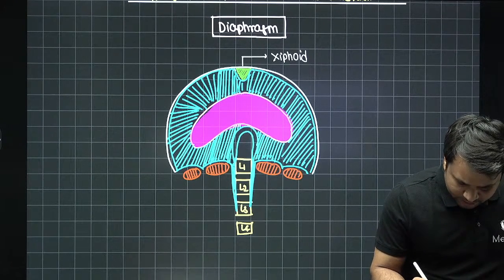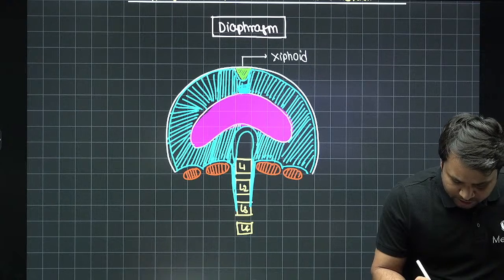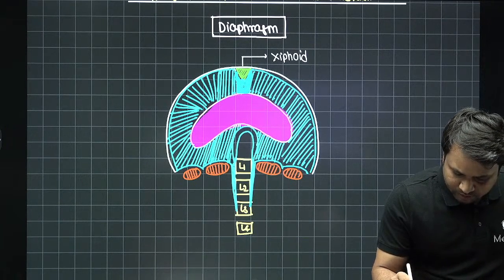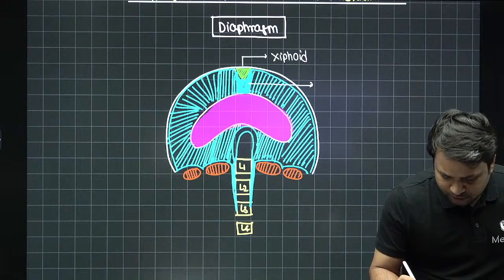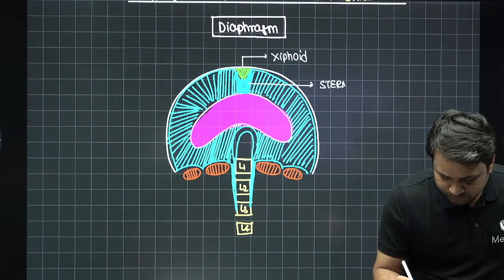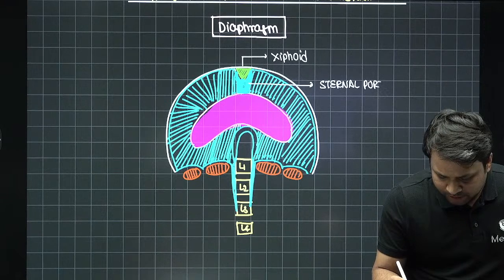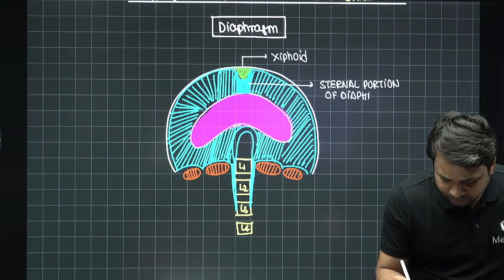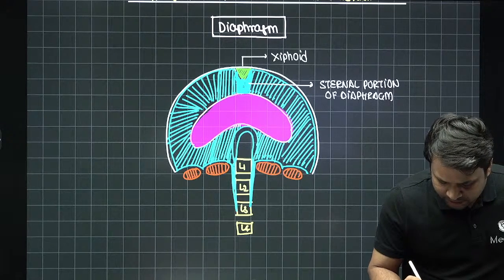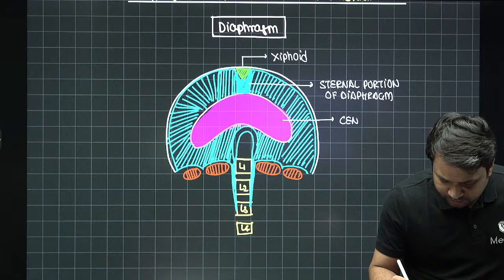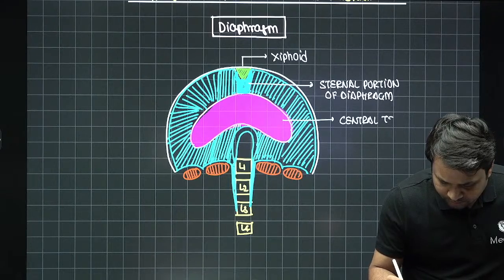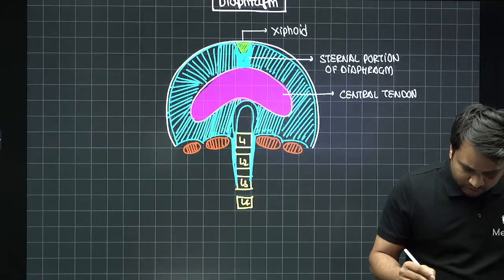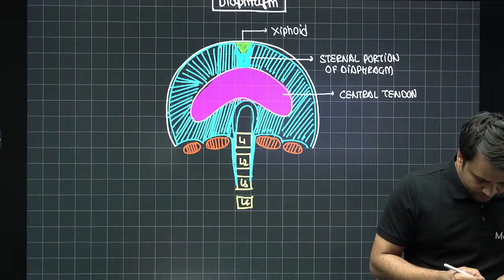So this attachment that you can see here, if I highlight this, this is what we call the sternal portion of the diaphragm. This dead in the center is your central tendon. This happens to be the central tendon of the diaphragm.